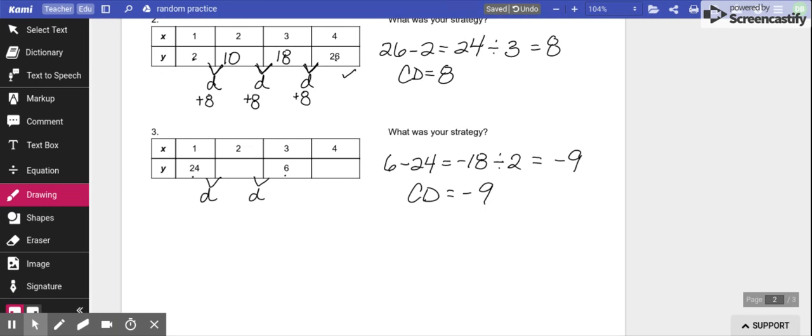Let's check that out. So 24 plus a negative 9, that is going to give me 15. 15 plus my common difference of negative 9, that's going to give me 6. And I can continue on using my common difference of negative 9. 6 and negative 9 is negative 3.